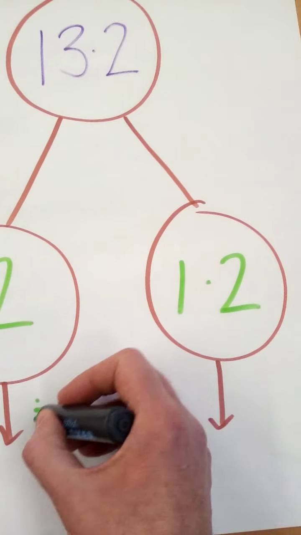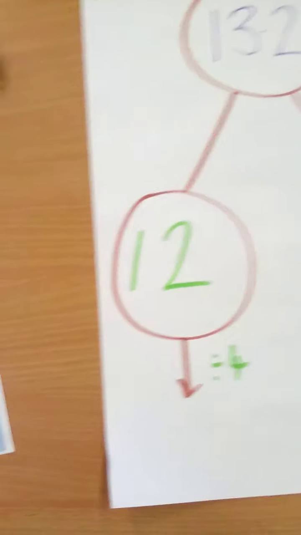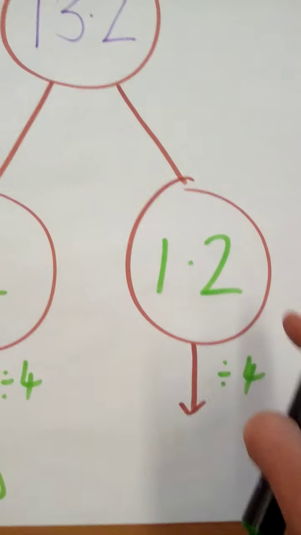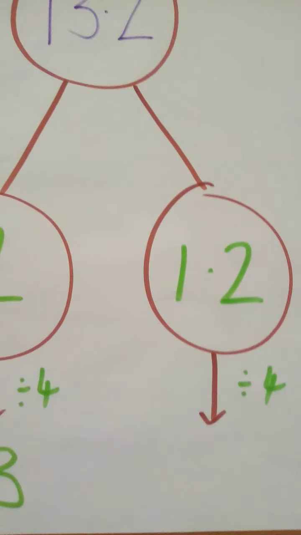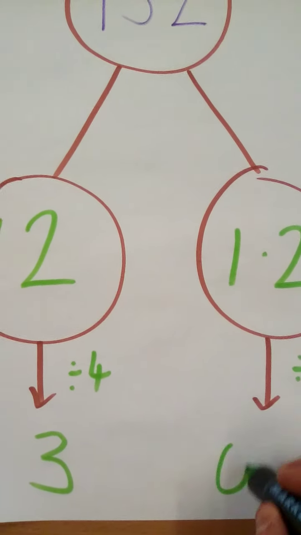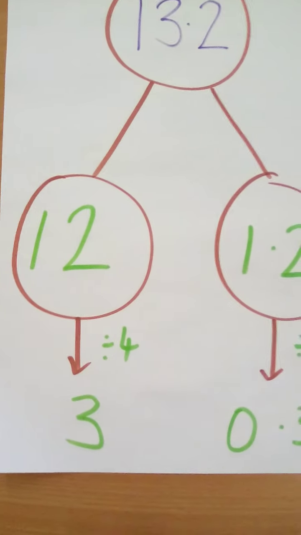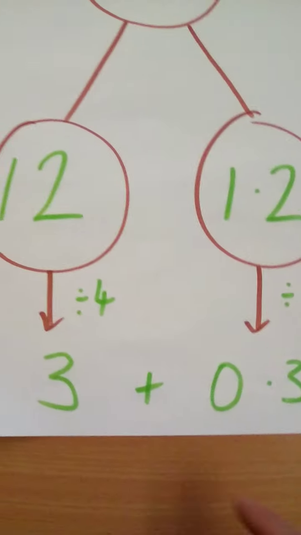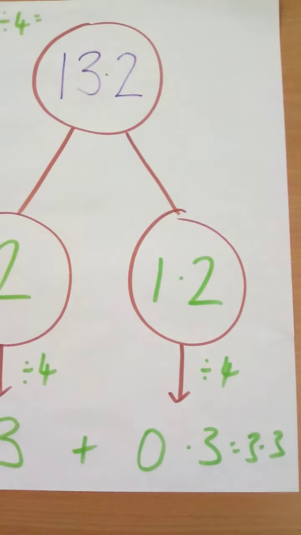So on your example it would have said divide by 4 here, and then 12 divided by 4 is 3, and 1.2 divided by 4, well 1.2 is like 12 but 10 times smaller. So if we think 1.2 divided by 4 is not 3 but 0.3, which is 10 times smaller. And then all we need to do is put those two answers together. 3 plus 0.3 equals 3.3. So 13.2 divided by 4 would be 3.3. And that was the example you had in question 5.